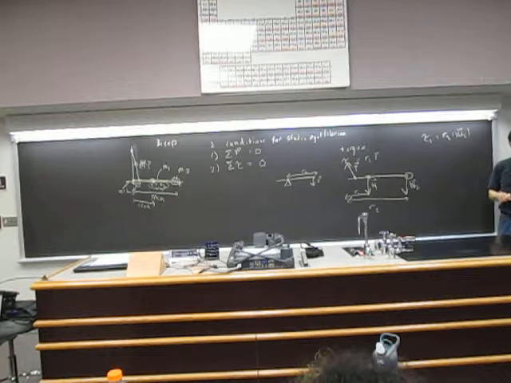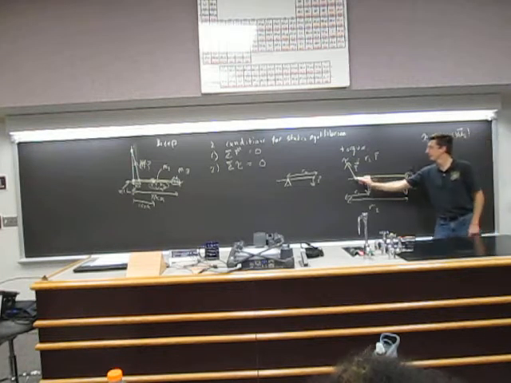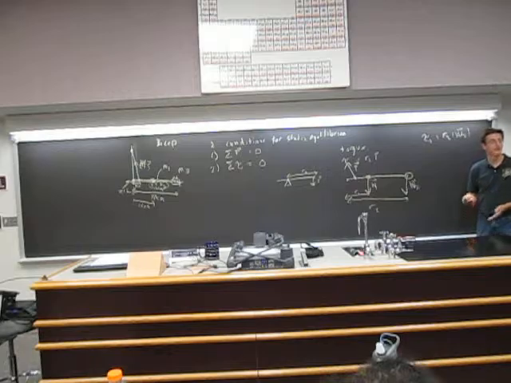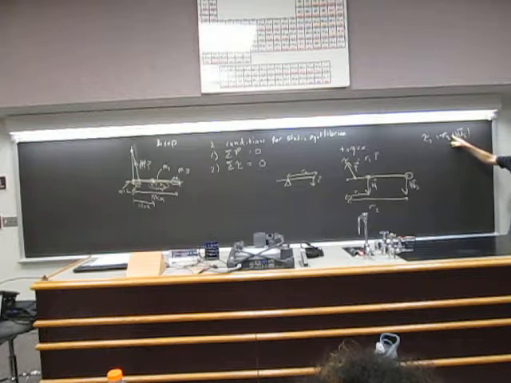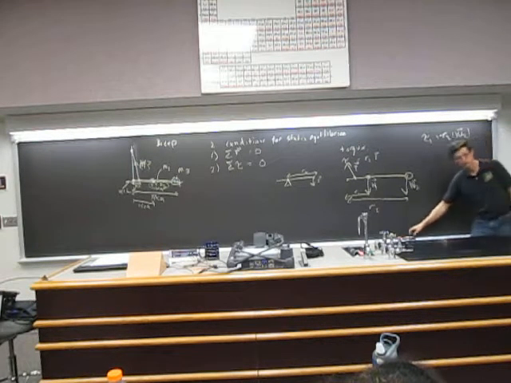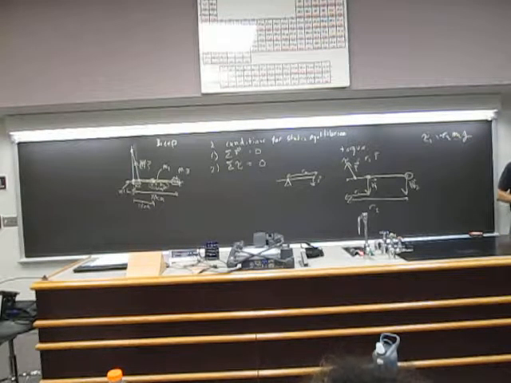Does that make it want to go clockwise or counterclockwise about this pivot point? Clockwise, so it would be negative. And what's the magnitude of weight 2? M2 times g, 9.8. I'm just going to write this as M2g.